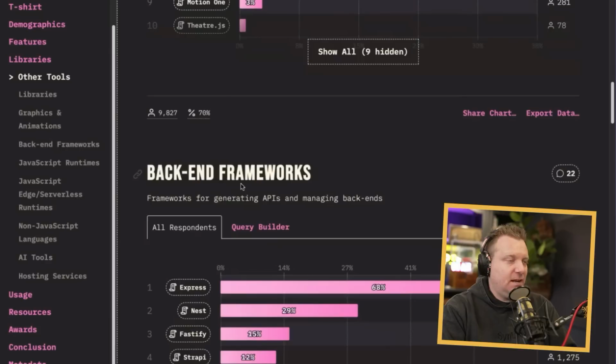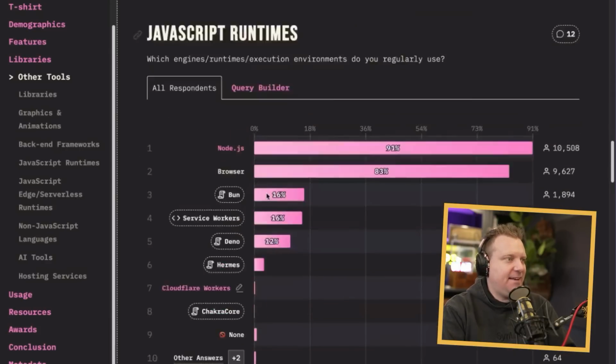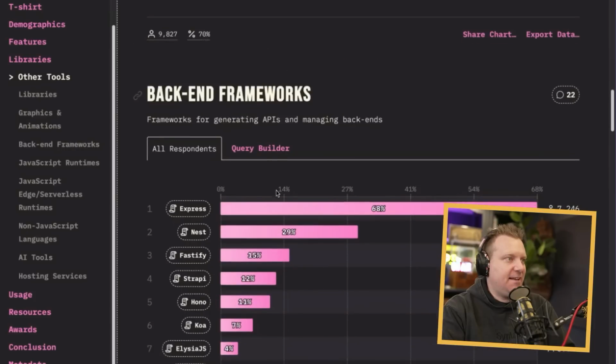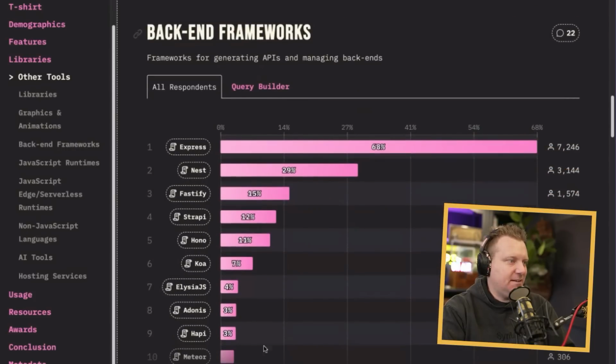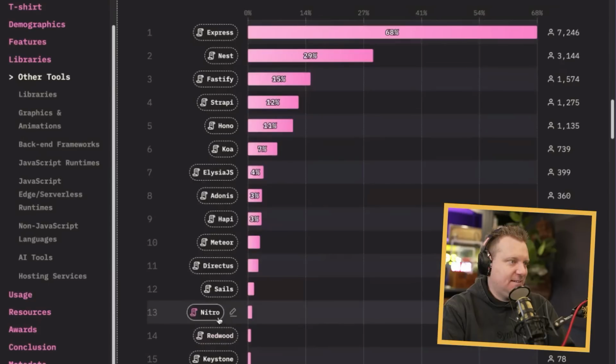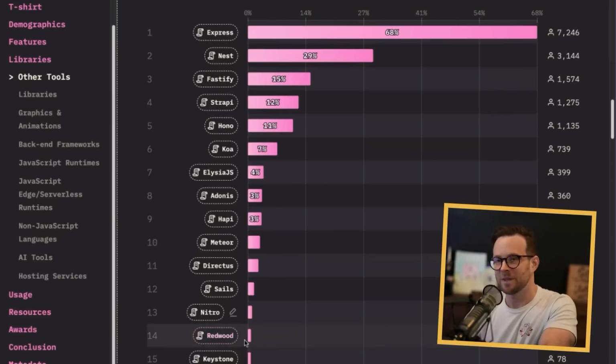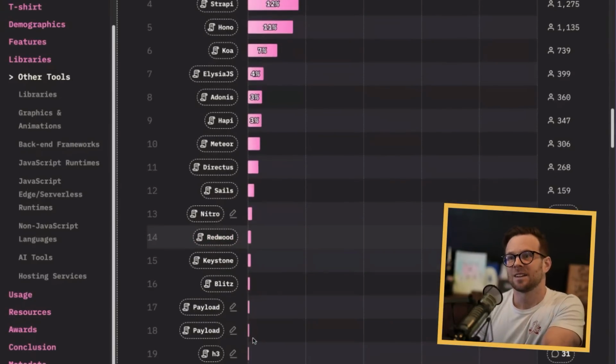Wow. The next one, Fastify, is only a third of the respondents that said Nest. And then number 4 is Strapi. Oh, yeah. Man, I should have known that. What else is on here? Adonis.js, Hapi, Meteor, Sails, Redwood. Man, every time I see it, Redwood is not getting any love. Yeah, same.